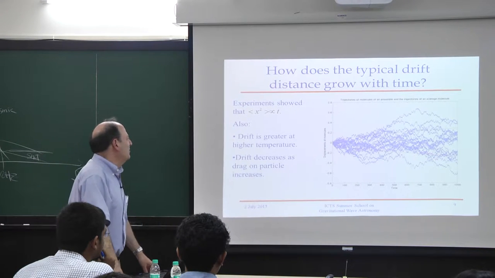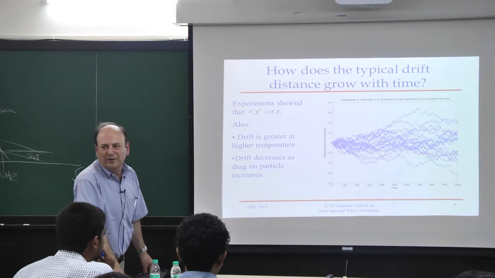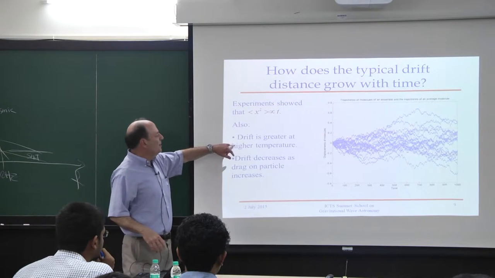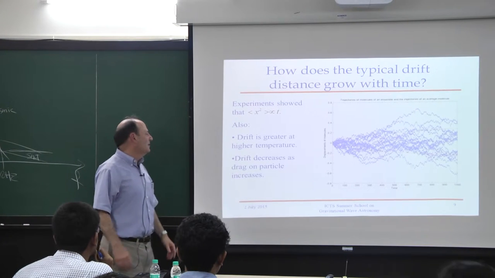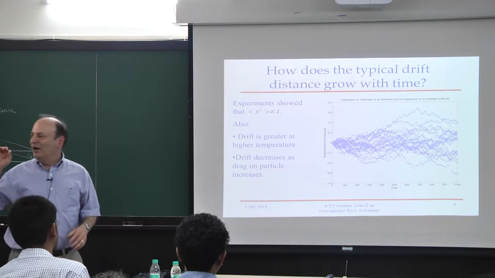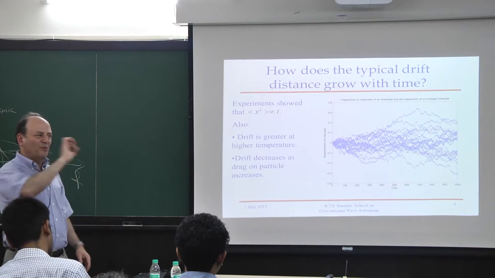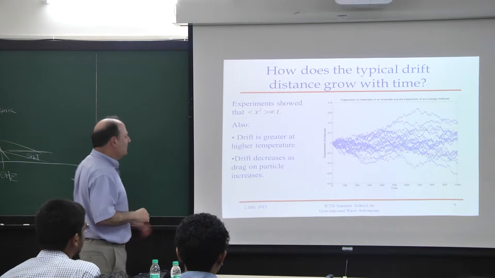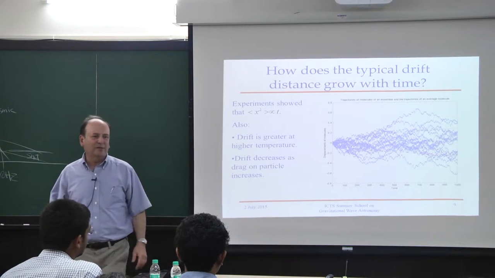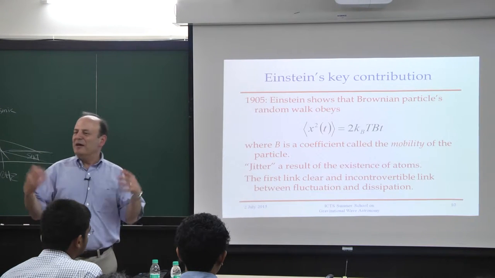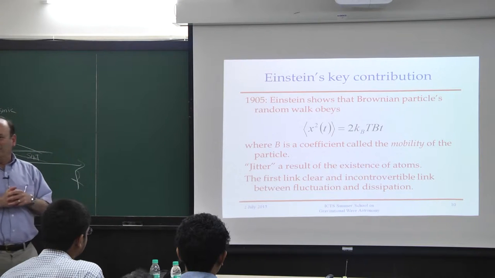Other experiments, where the data isn't so pictorial, so it isn't so easy for me to show you, showed that there was a temperature dependence, and that to the extent that you could control the amount of drag or friction that a particle would feel moving through the fluid, you could change the amount of drift. Now, all of these systematics smelled like the molecular explanation.